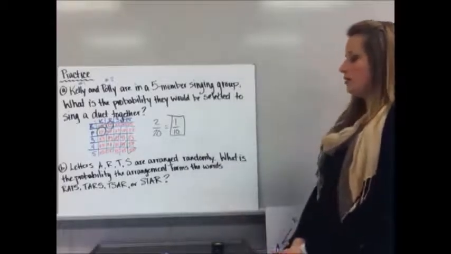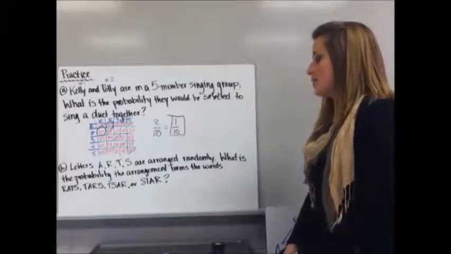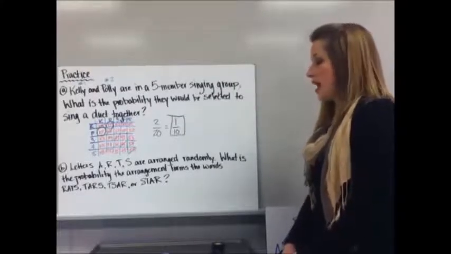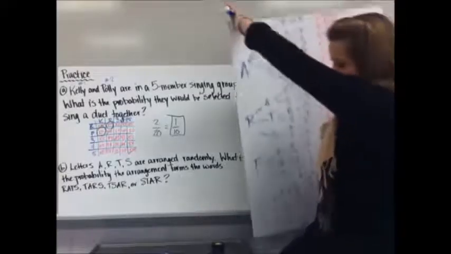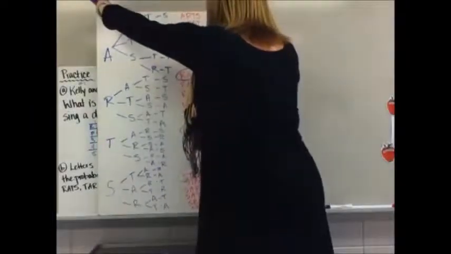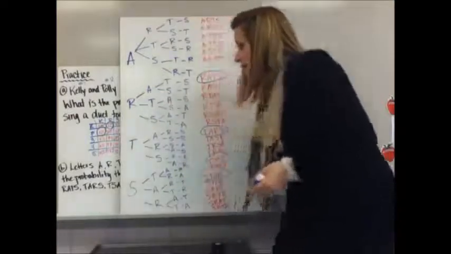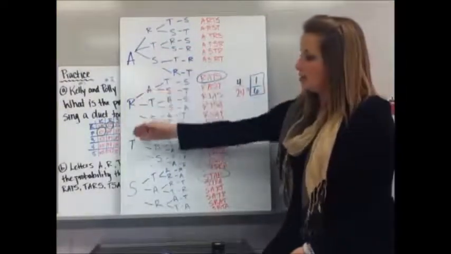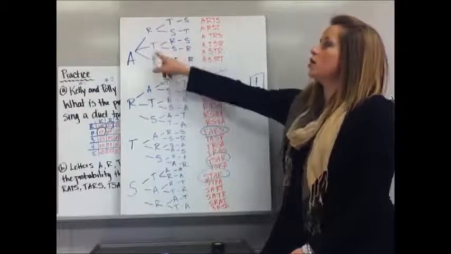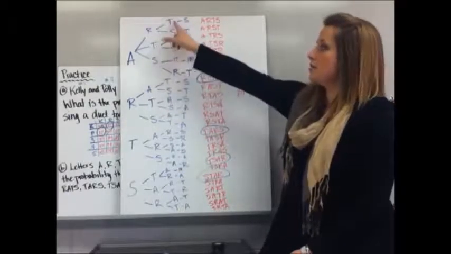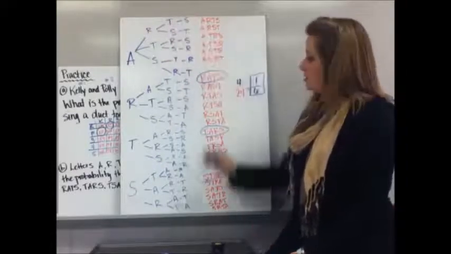On practice B, letters A, R, T, and S are arranged randomly. What is the probability the arrangement forms the letters rats, tars, czar, or star? And that's this big monstrosity right here. I made a tree diagram. As you can see, I started with an A, an R, a T, or an S. And then when I go to my next letter, I can choose from R, T, or S. And then for the third letter, I have choices of T or S. And then the fourth letter is just whichever one isn't chosen. So that's how it was organized.